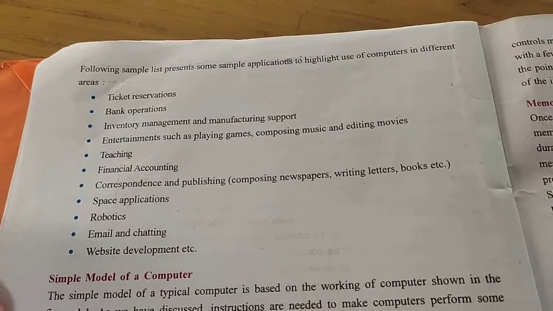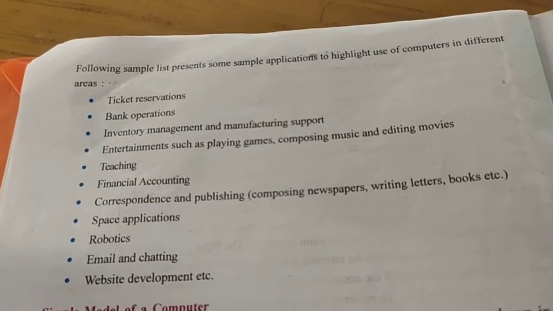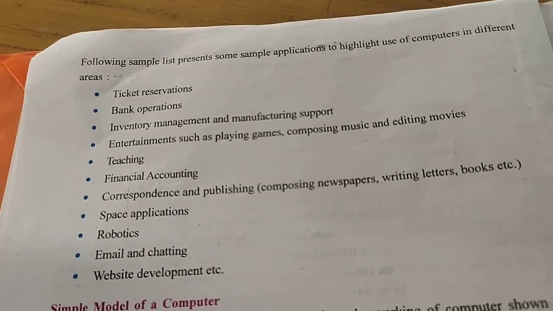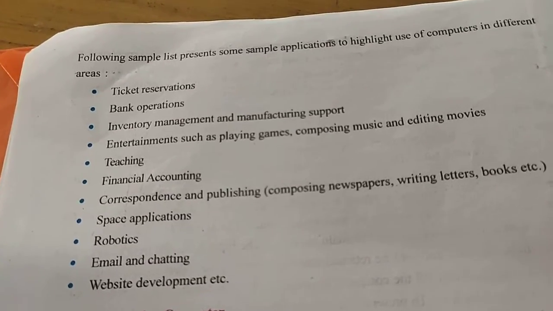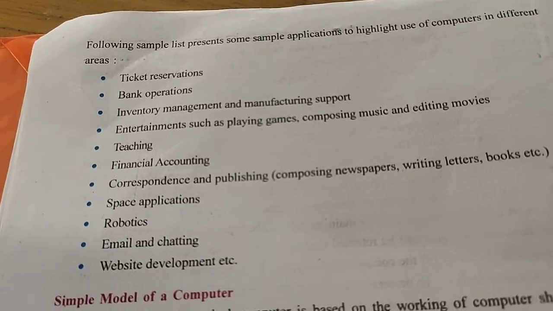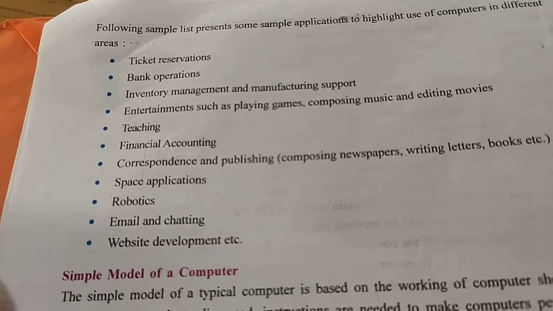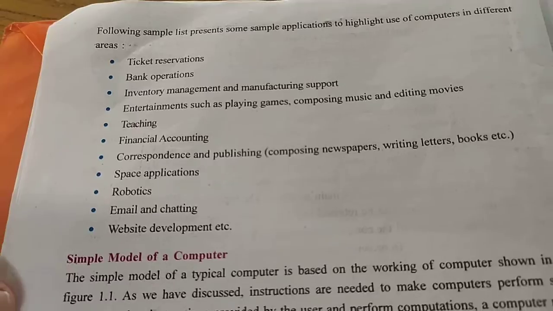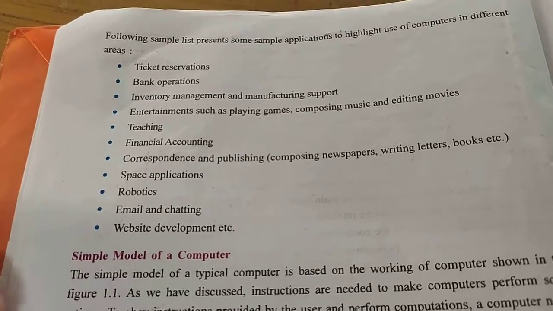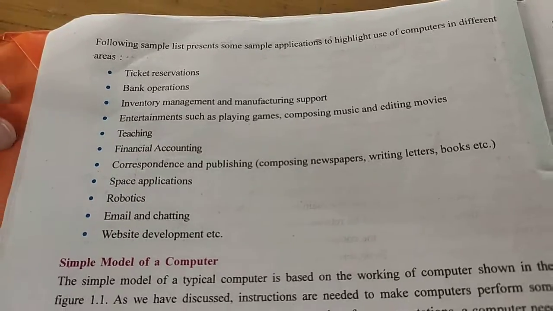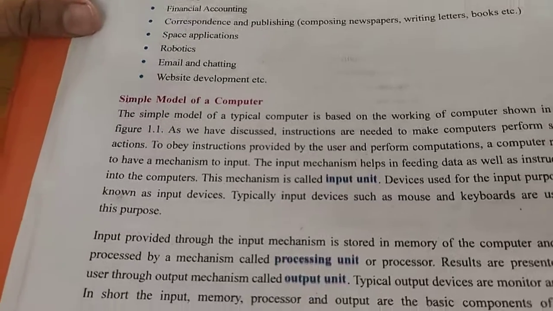Second part of the first chapter is introduction to computer. Then for the input section and output process, the computer provides us many facilities: ticket reservations, bank operations, inventory management and manufacturing support, entertainment such as playing games, sending mails, chatting, robotics, space application, website development and everything. Now, a simple model of a computer.